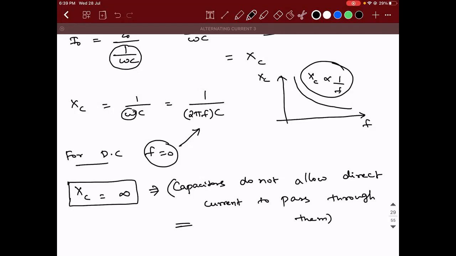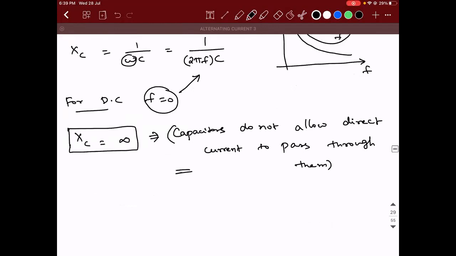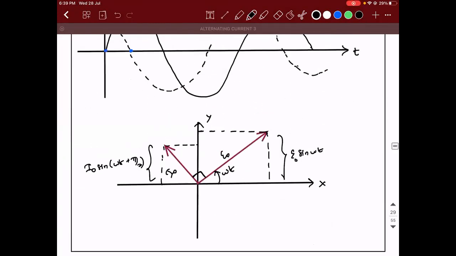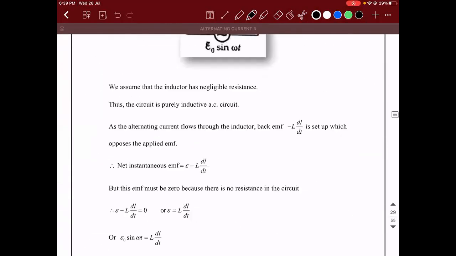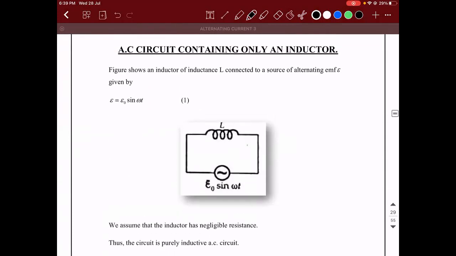Okay. So this is all about the alternating source connected across the capacitor. Next, we will see for inductor, and let's see how to draw the phasor diagram and everything.